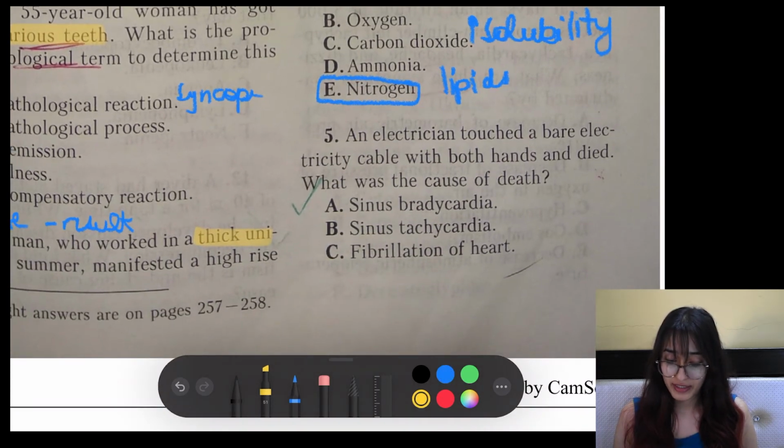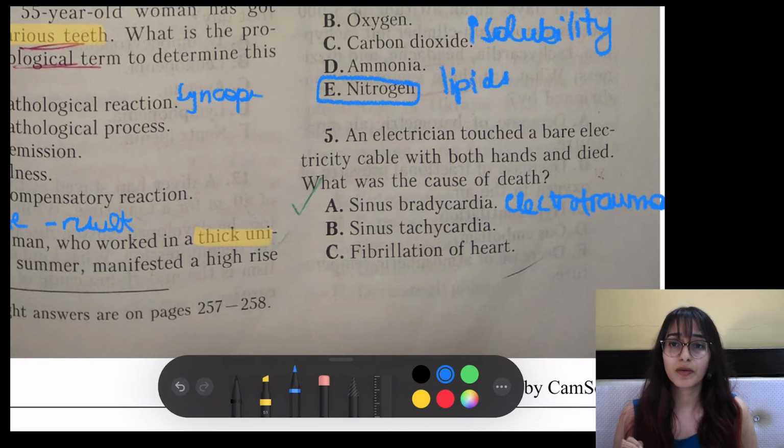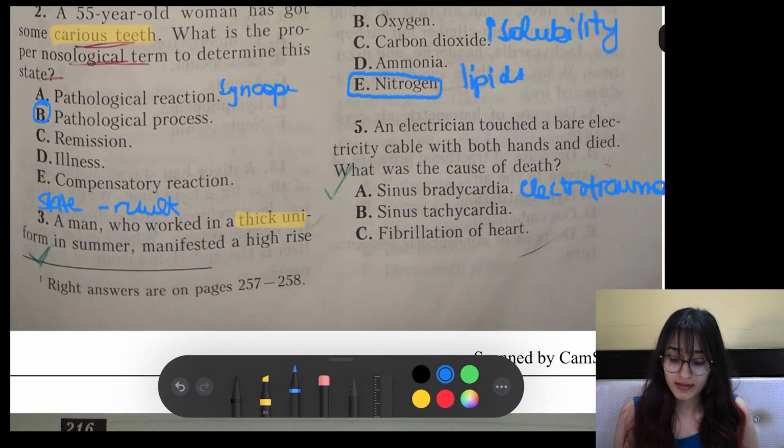Next question. An electrician touched a bare electricity cable with both hands and died. So this is a case of electrotrauma. So due to electrolysis, the potential of the membrane is disturbed, and therefore the refractory period is decreased and the cardiac rhythm is affected, and therefore fibrillation of the heart is seen in this case, and the person can go into VFib.